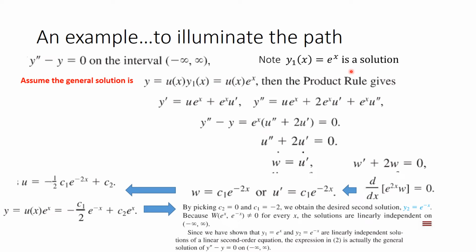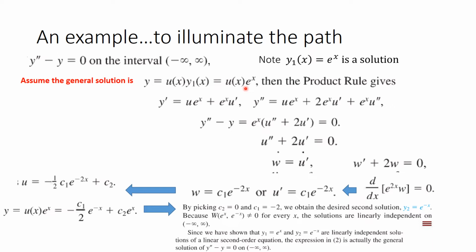So that is a solution. But now what we're going to do is assume the general solution is given by y equals some unknown function u of x times the known function y1 of x, and so in this case this would be u of x times e to the x.